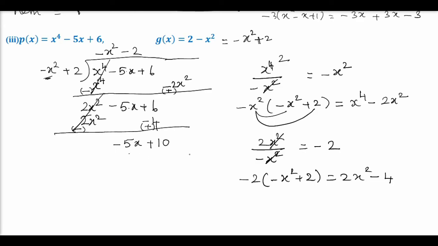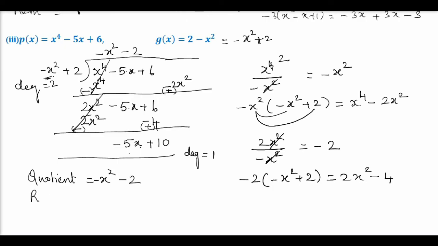Okay, now you see the degree of the remainder is 1 because it's a linear polynomial, but the degree of the divisor is 2. Right? So the degree of the remainder is less than the degree of the divisor, so we couldn't proceed with the division further. That means that we have arrived at the answer, which is quotient equal to minus x square minus 2 and remainder equal to minus 5x plus 10.